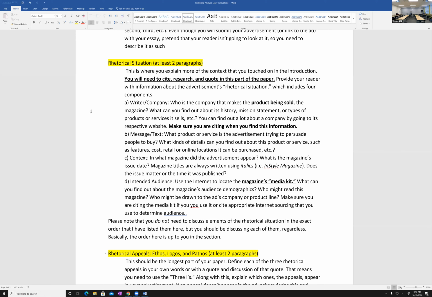Then in this section, you're also talking about the message or the text, in other words, what they are trying to persuade people to buy. And then what kind of details can you find out about that particular product? Things like cost, where you can buy it. And then the third part in this section, you're going to address context. This is in what magazine or in what format the advertisement is appearing. For example, hers was on a YouTube channel where she would always see this.